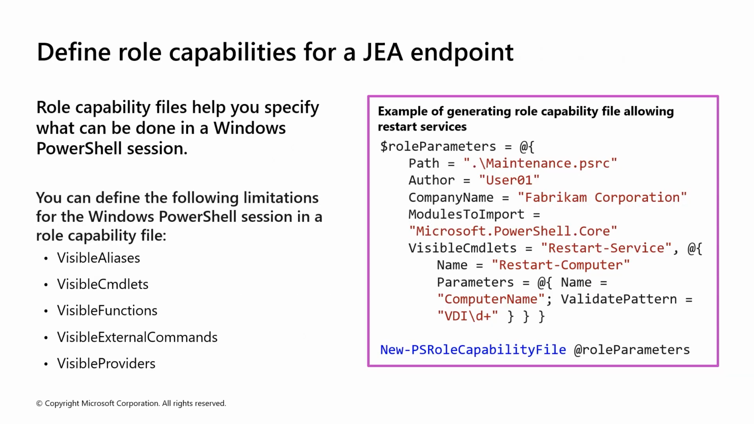Role capability files are at the heart of JEA. These files specify exactly what a user can do in a JEA session. For example, you might create a role capability file that allows restarting services but nothing else. You can even restrict cmdlets to certain parameters or values, giving you fine-grained control. This approach ensures users have just enough access to perform their tasks, no more, no less.